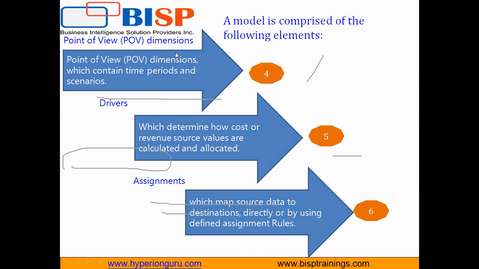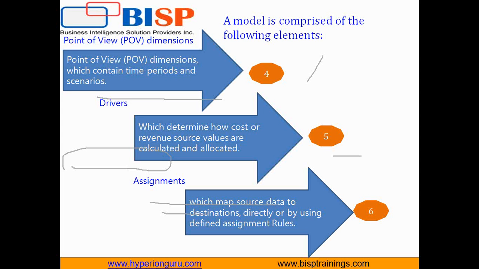We'll talk about the point of view dimension. Point of view dimension consists of your time, period, and scenario. Using the point of view dimension and a combination of time, period, and scenario, you could do what-if analysis. This is what-if analysis. What if product cost is increased by 10%, how is it going to impact my profitability, right? Or decreased by 5%, how is it going to impact my profitability. So we can do what-if analysis with respect to these 3 dimensions, the point of view.